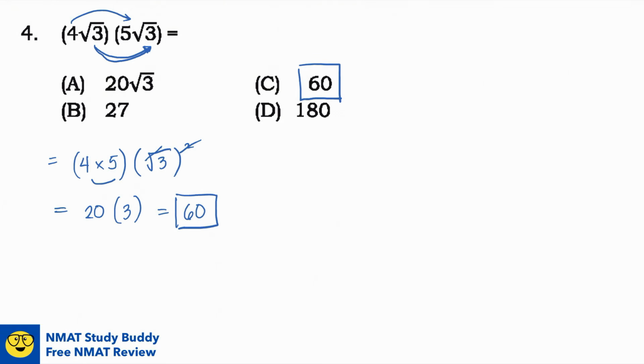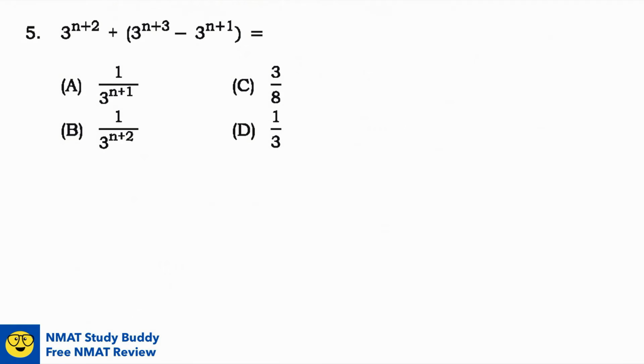Letter C. So, dito sa number 5, kailangan i-recall natin yung laws of exponent. So, balikan nyo na lang ulit. So, yung 3 raised to n plus 2, equal din yan sa 3 raised to n times 3 raised to 2. Yung 3 raised to n plus 3, equal din yan sa 3 raised to n times 3 raised to 3. And then yung 3 raised to n plus 1, equal din yan sa 3 raised to n times 3. Yan, kung mare-recall nyo sa laws of exponent.